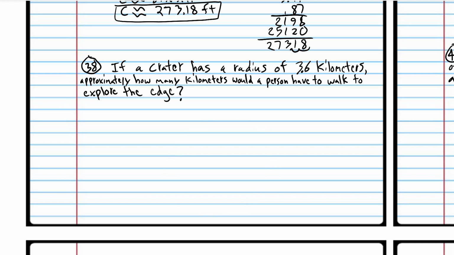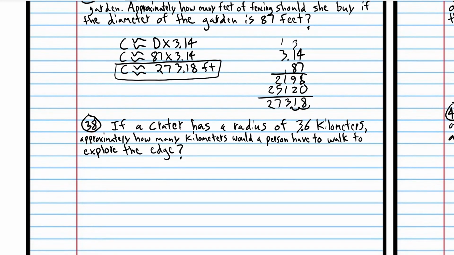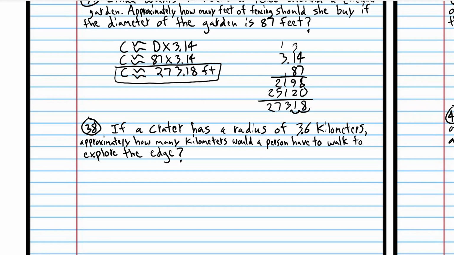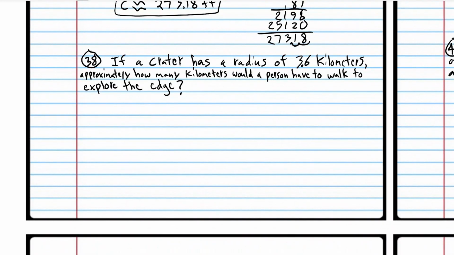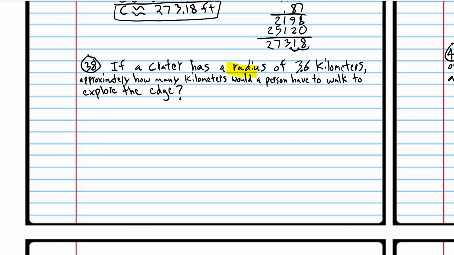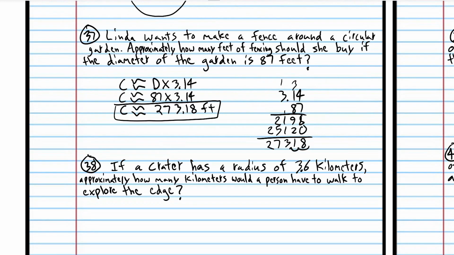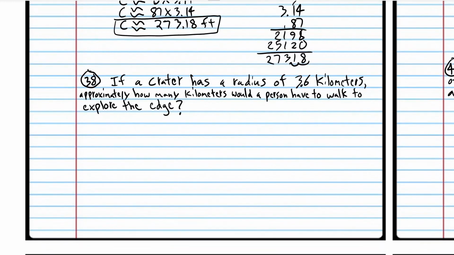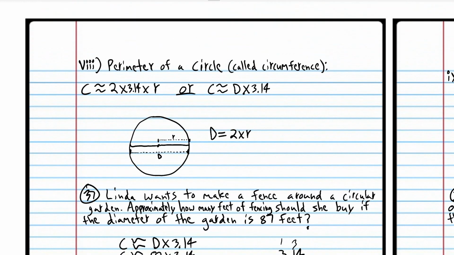So if you want to walk around it, around the edge, you have to figure out how far you're going to have to walk. That's one-dimensional. But the key thing to understand is they don't give us diameter in this problem. They give us the radius. So we have to either multiply the radius by 2 or we have to use this formula. So I'm going to go ahead and use this formula.